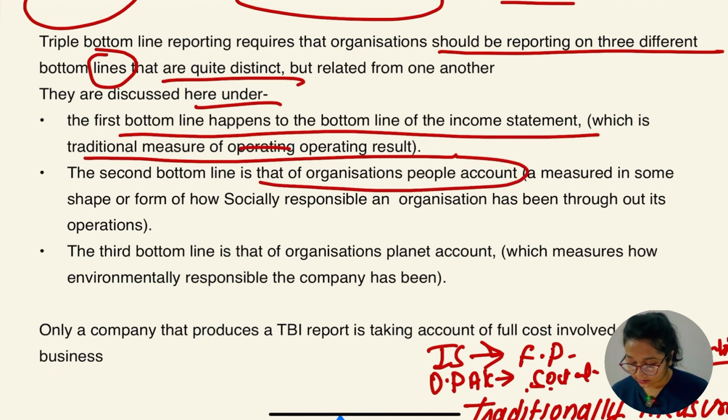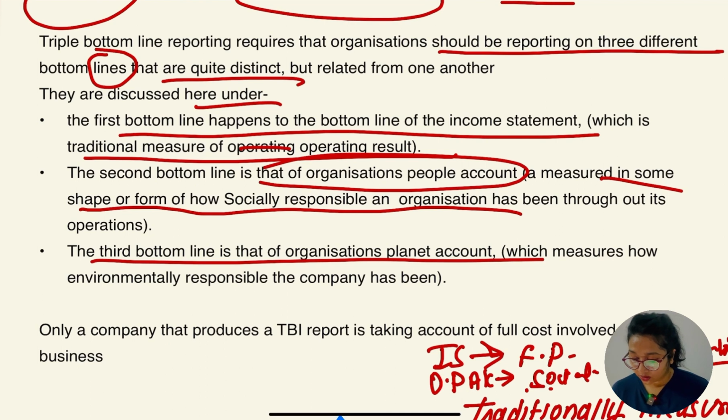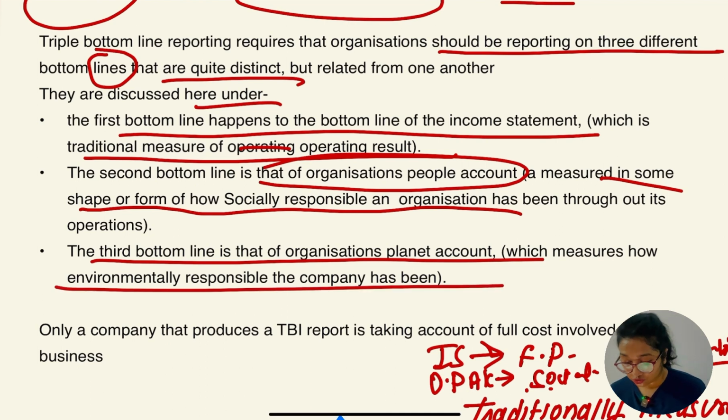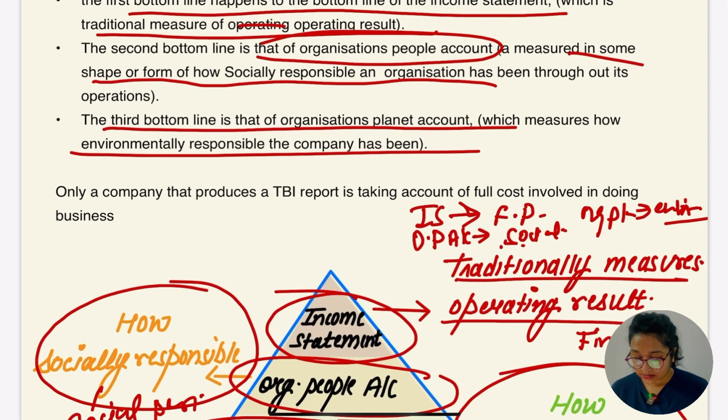The second bottom line is that of the organization people account. What is it going to measure? The shape and form of how socially responsible an organization has been throughout its operation. Last, the third bottom line is of the organization planet account, which measures how environmentally responsible the company has been. Only a company that produces a TBL report is taking account of the full cost involved in doing business.